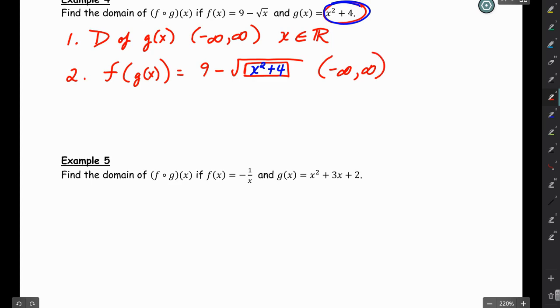Right? And since both of them have a domain of all real numbers, we know that the overlap would just be all real numbers. So our final solution for this is the domain of f of g of x is all real numbers.